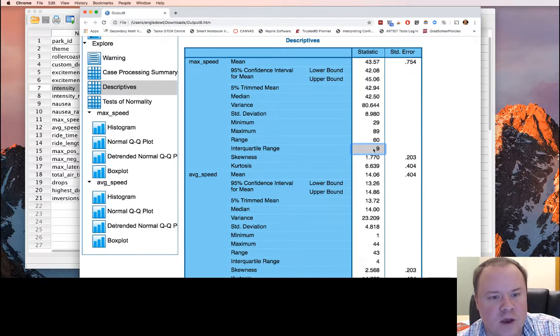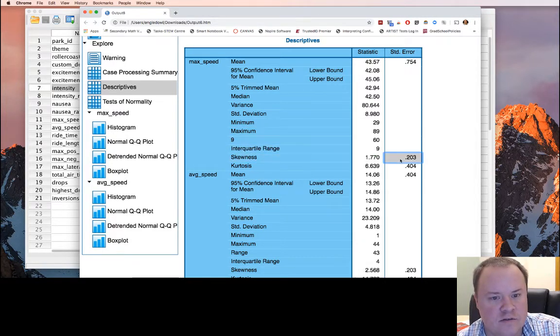The interquartile range is 9 miles per hour, which is visible on a box plot, the same as the median is visible on a box plot. And the interquartile range includes the median. It is the range of the middle 50% of the data. So from the 25th to the 75th percentile, that range, what the distance is between the 25th and 75th percentile, or Q1 and Q3 as they're referred to. 9 miles per hour.